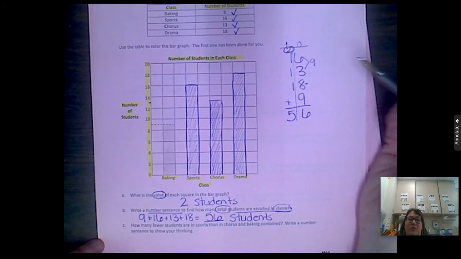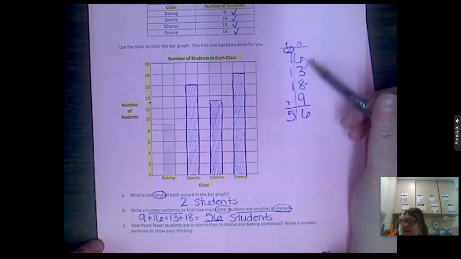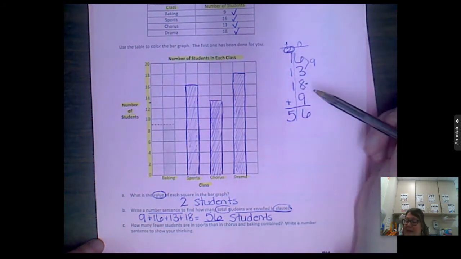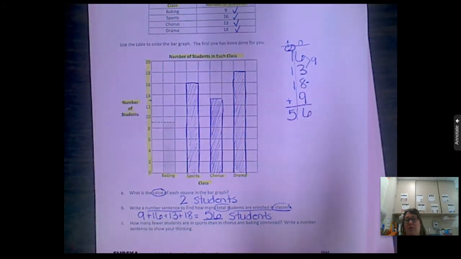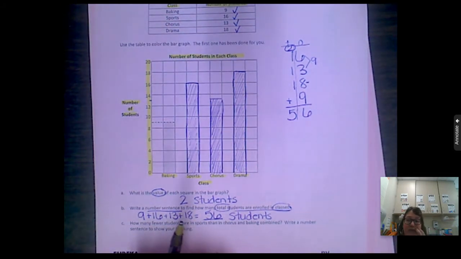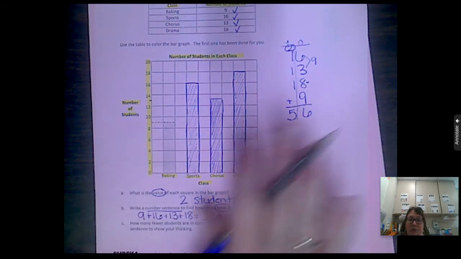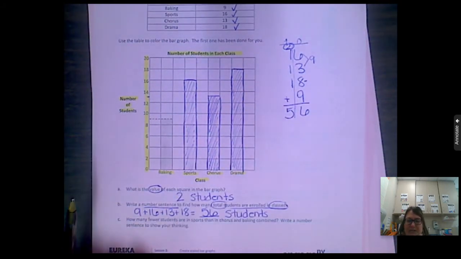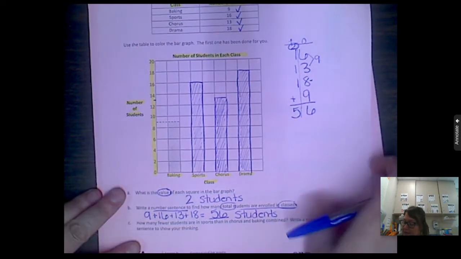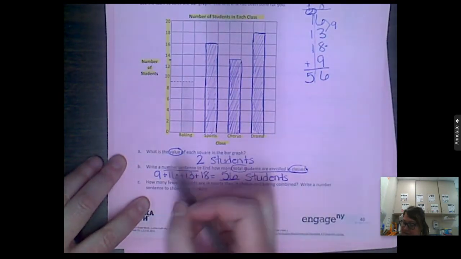So there's not only one right way to do that. You could have added two numbers at a time. I could have added 16 plus 13 and then 18 plus 9 and then taken the totals from both and put them together. So there are a whole bunch of different ways that you could solve that, not just one. So there's no right or wrong for that. That's just what I did. Alrighty. So let's move on to C.